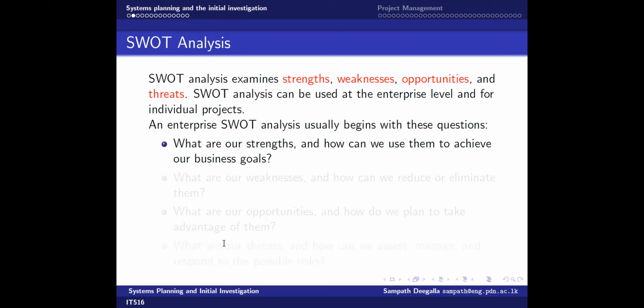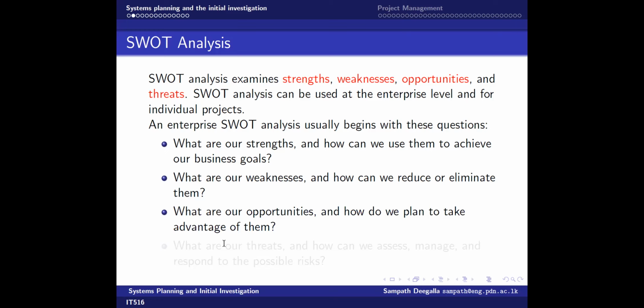Then, what are our weaknesses and how can we reduce or eliminate them? For example, when it comes to the University of Peradeniya, we are far from Colombo, where we have the commercial capital, which might sometimes affect our graduates, who may have more opportunities if we were located near Colombo. So how can we reduce that? That is one of the weaknesses.